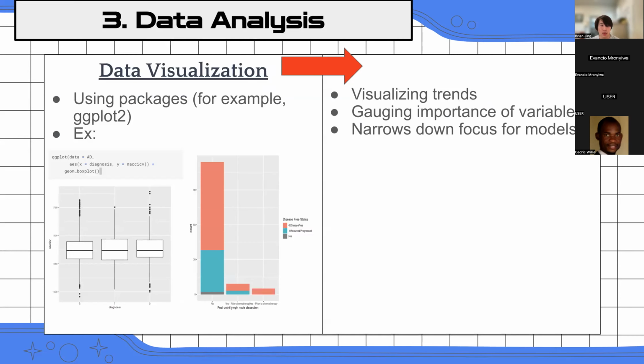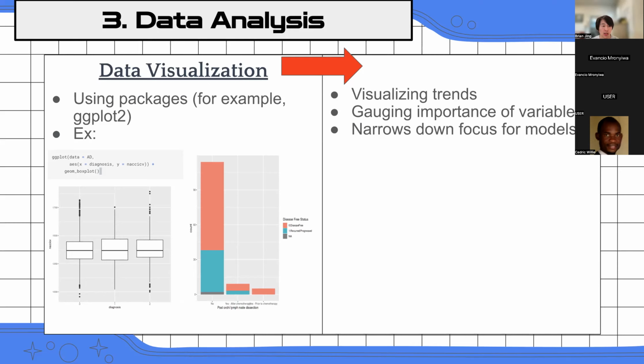And the final step in working with data is data analysis. Now, this is usually done with data visualization, as this can present the data in your data set in a way that makes it easy to analyze. And this is usually done with packages in programming and data science. For example, ggplot2 is a package in R.